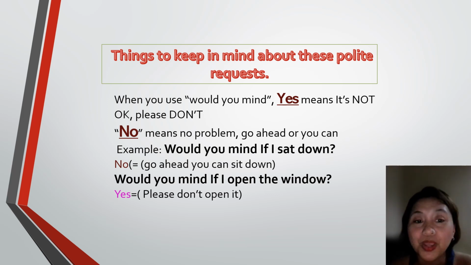Okay, example. Would you mind if I sat down? If the answer is no, it means go ahead. It's okay. You can sit down. But if the question is, would you mind if I opened the window? And then the response is yes, it means please don't open it. Because if he or she does mind, meaning she doesn't agree with you. She doesn't agree with your request. Okay? So do you understand?